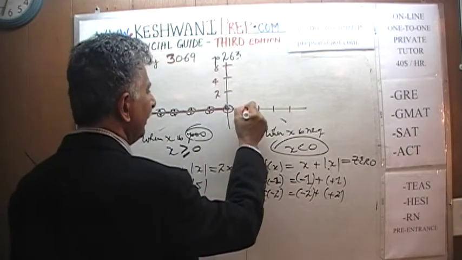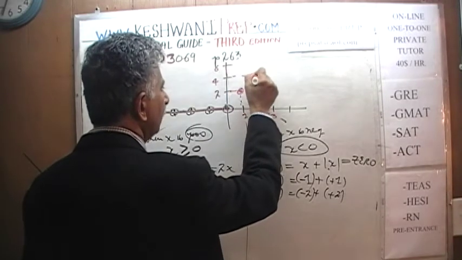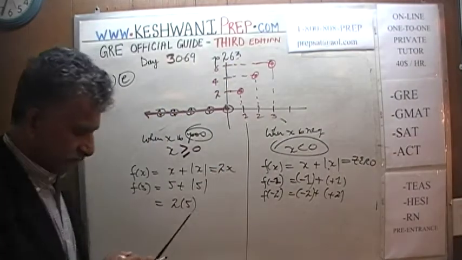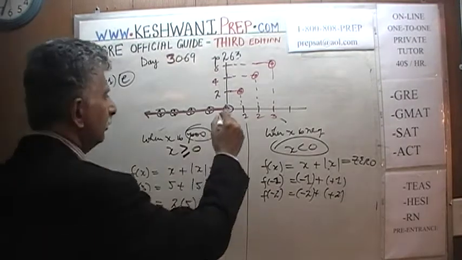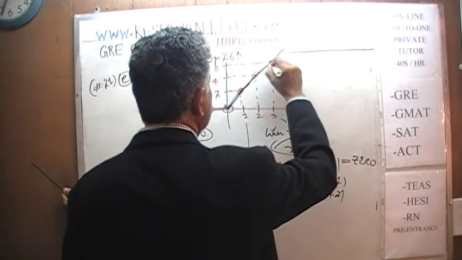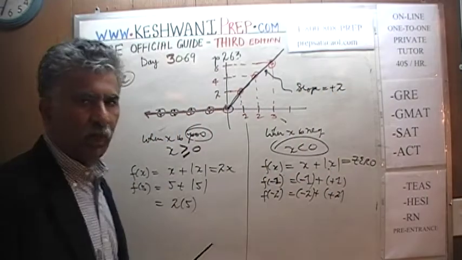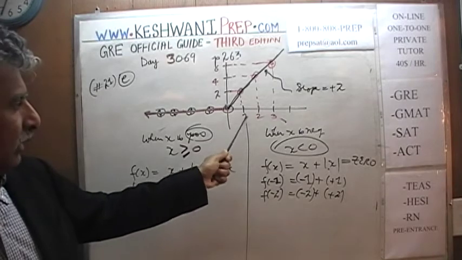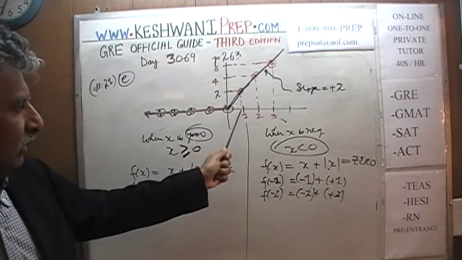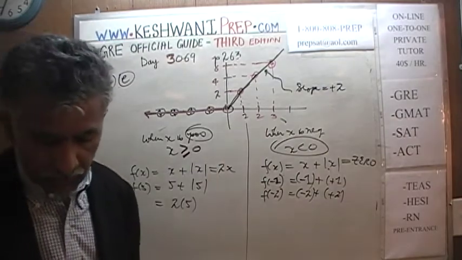When x is 1, y is 2. When x is 2, y is 4. When x is 3, y is going to be 6. I'm going to get a line like that with a slope of 2. Slope equals positive 2. Why positive 2? Because every time x goes up by 1 unit, y goes up by 2 units. When x goes from 0 to 1, y goes from 0 to 2. When x goes from 0 to 2, y goes from 0 to 4. Every time x goes up by 1 unit, y goes up by 2 units.